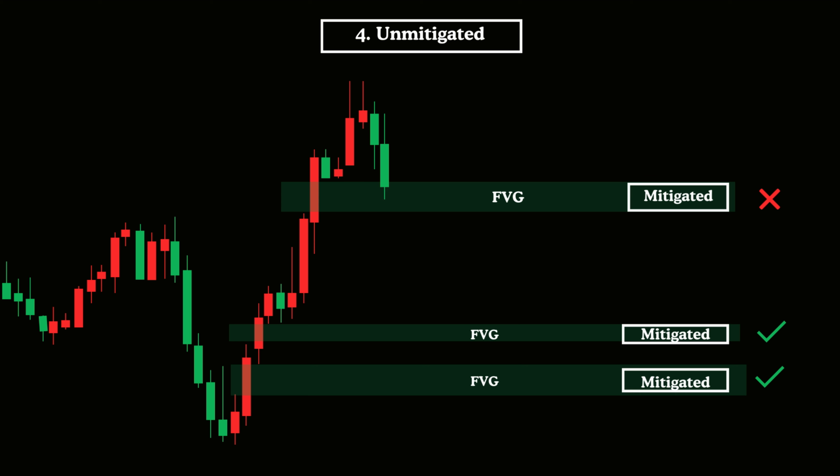That's a wrap, traders. We hope this breakdown helped clarify how to effectively identify and trade using fair value gaps.